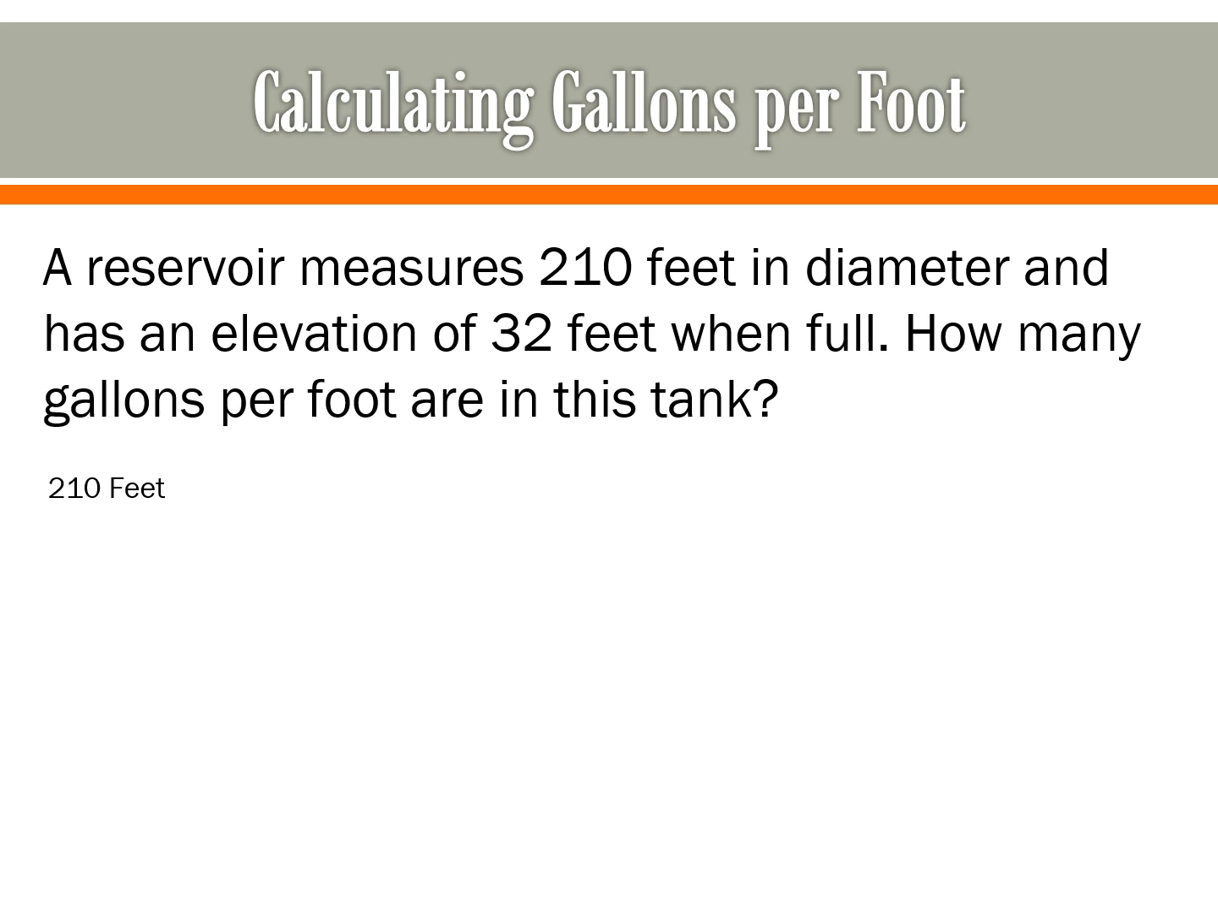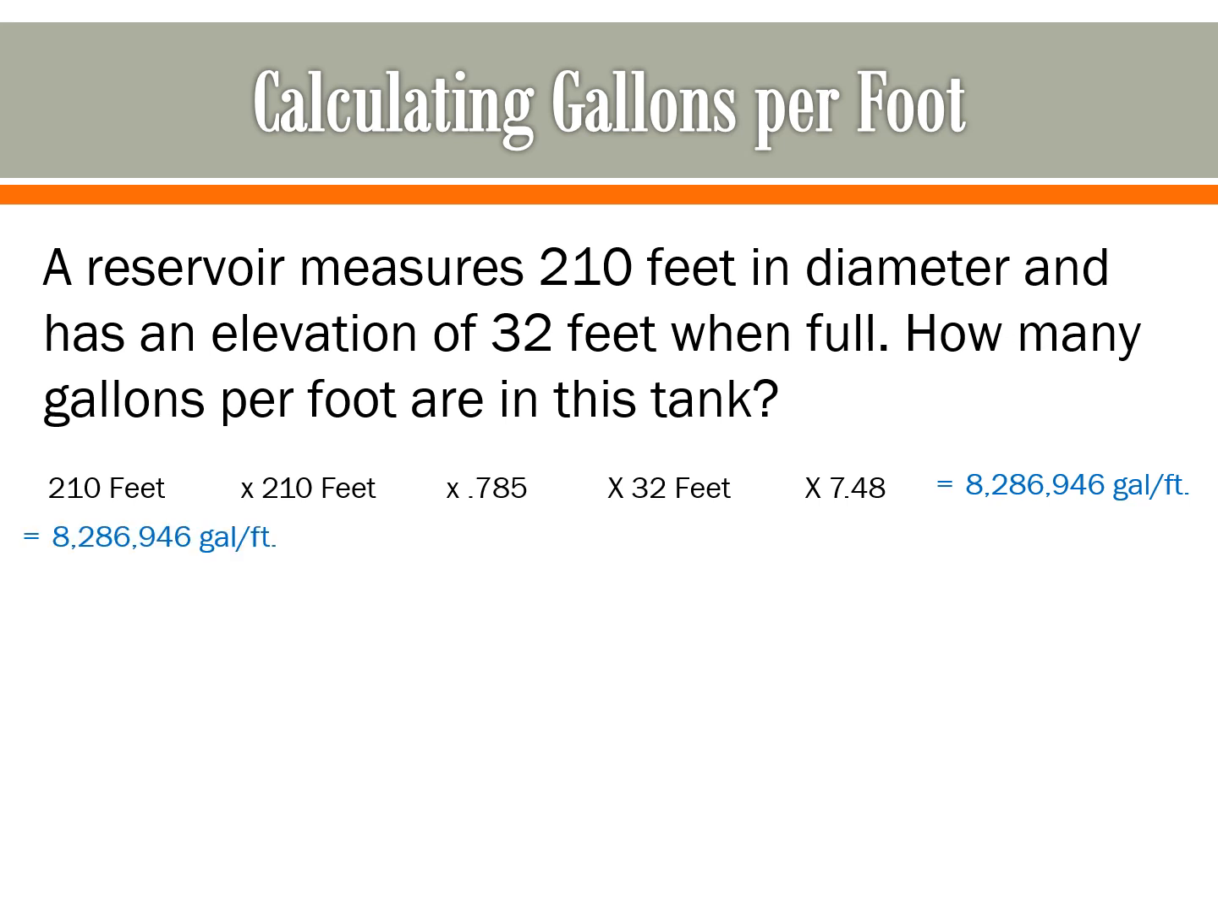Well, you take 210 feet times 210 feet times 0.785 times 32 feet times 7.48, and you get 8,286,946 gallons. However, that is not the correct answer. We've gone too far, right? As you can see, the question states how many gallons per foot are in this tank. So you can recognize that you've made a mistake and take that same number, that 8 million number, and divide that by 32 feet, and you get the correct answer, which is 258,946 gallons per foot.